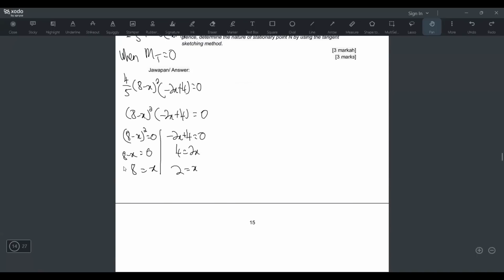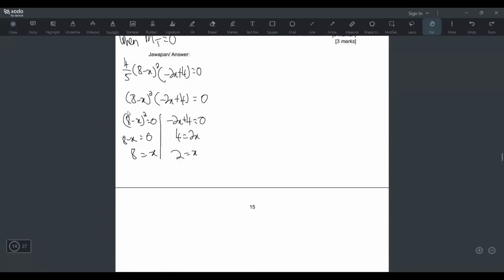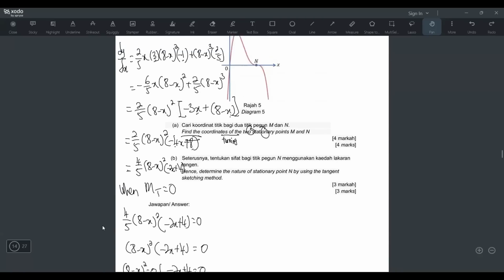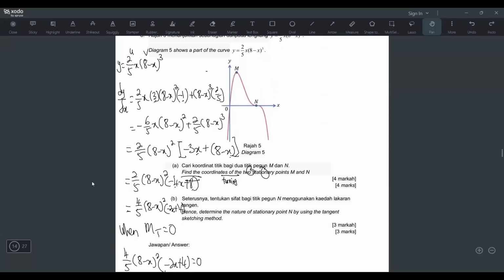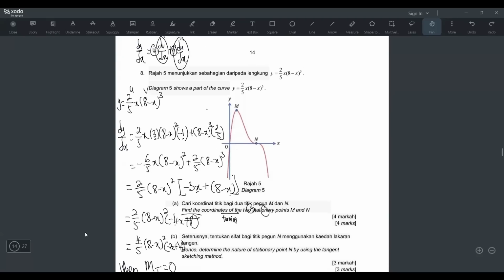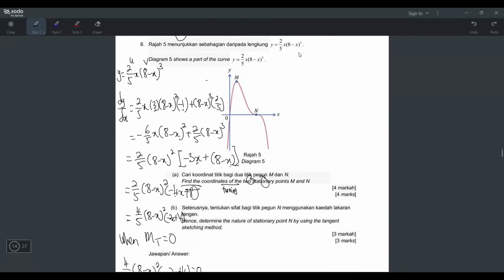All right, now how to find the y coordinate? You already have the x coordinate of the turning point. How to get the y coordinate? You will sub back into the original equation here, right? So when x equals 8, and the other one is when x equals 2. Okay, I sub into this one lah. So it'll be 20 over 5 bracket, and then bracket 8 minus x power 3, and the x is 8, right? What is 8 minus 8? 0. 0 power 3, 0. 0 times 8, 0. 0 times 0, 0. So the first point is 8, 0.